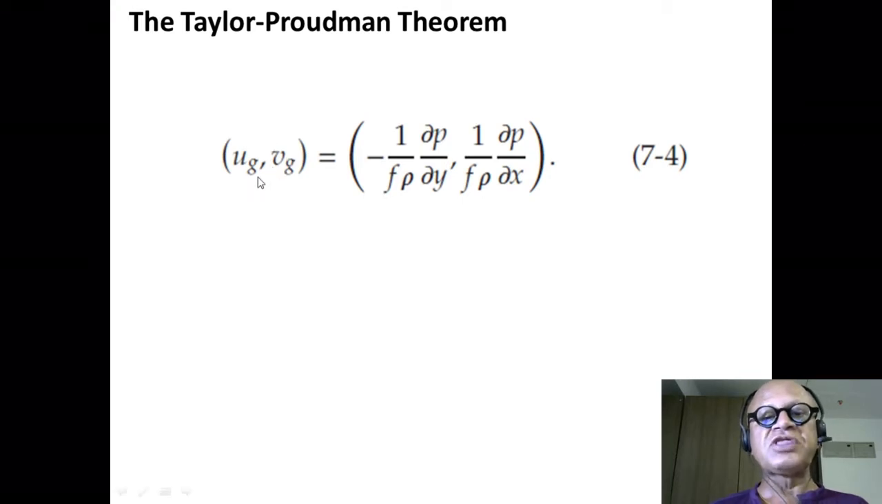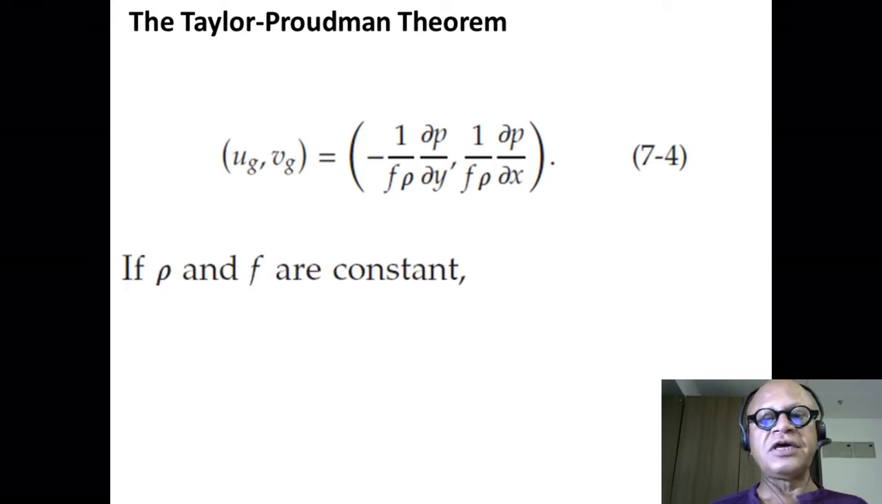So starting with our geostrophic balance equations, which you should get very familiar with, minus 1 over f rho dp/dy and 1 over f rho dp/dx. We will use an incompressible fluid and assume rho is a constant, not a function of pressure, and f is also constant for this particular derivation.